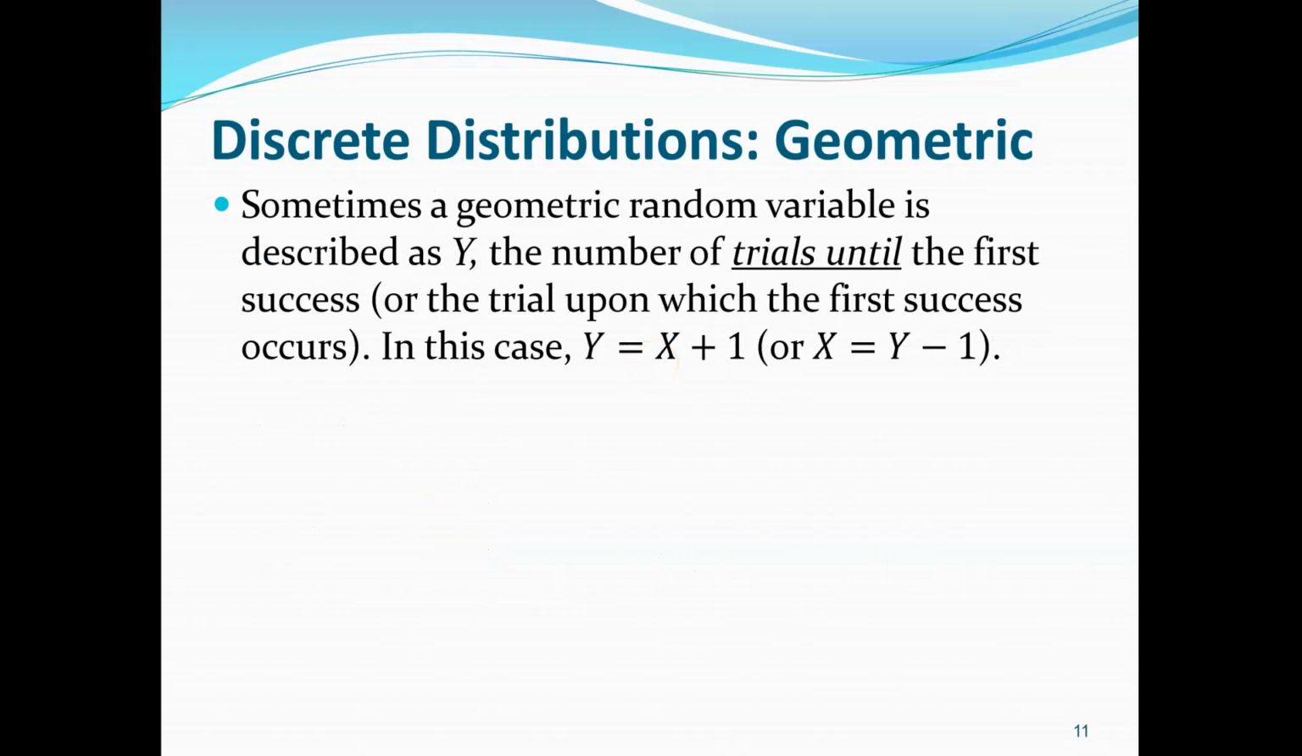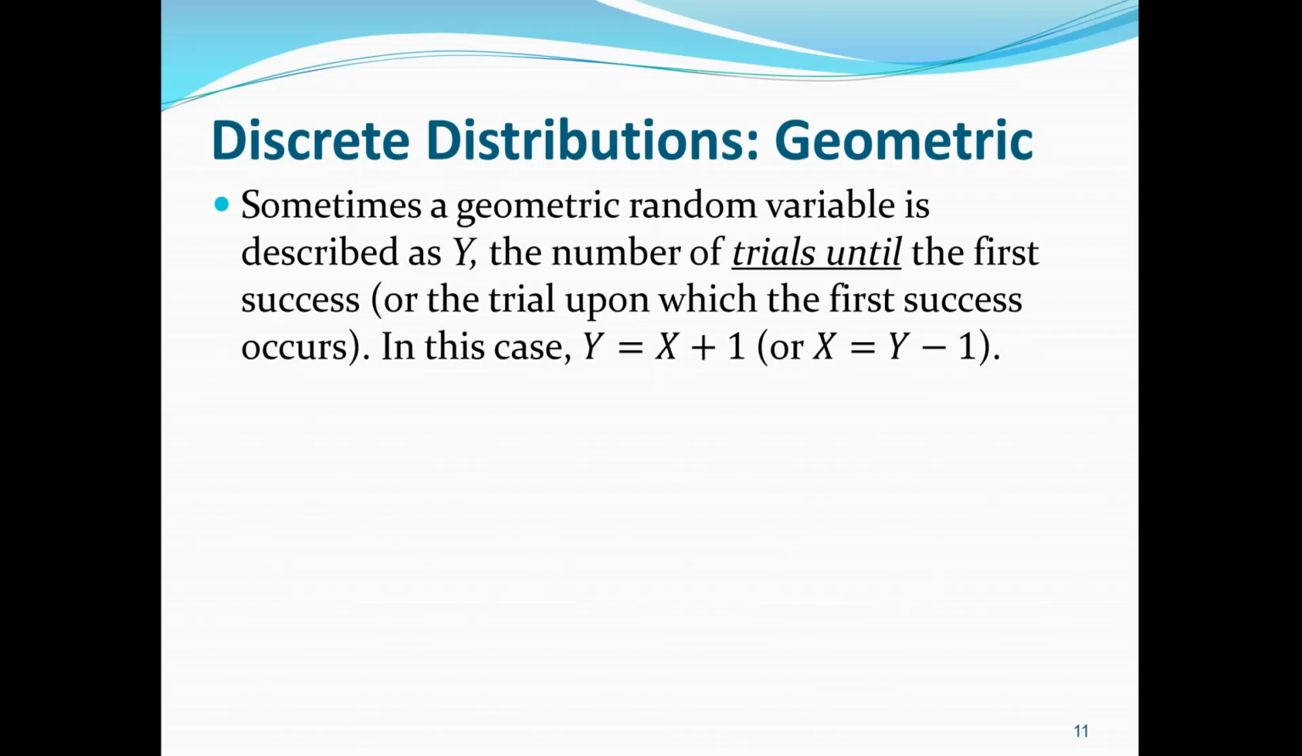Now, sometimes when you have a geometric random variable, instead of your random variable being described as the number of failures, it may be described as the total number of trials until the first success. So there are two ways that a geometric distribution problem can be worded. The random variable could be the number of failures before the first success, or the number of trials until the first success. Even though it sounds similar, these are different random variables.